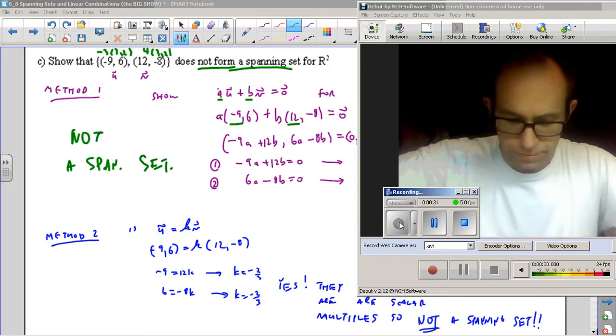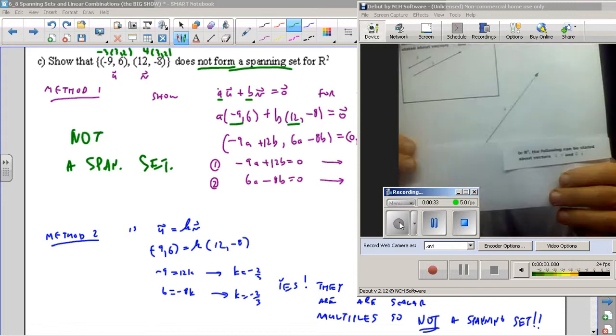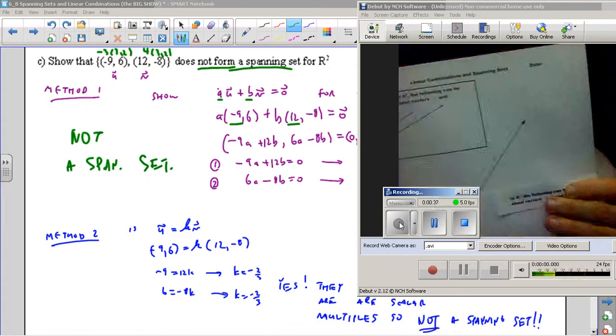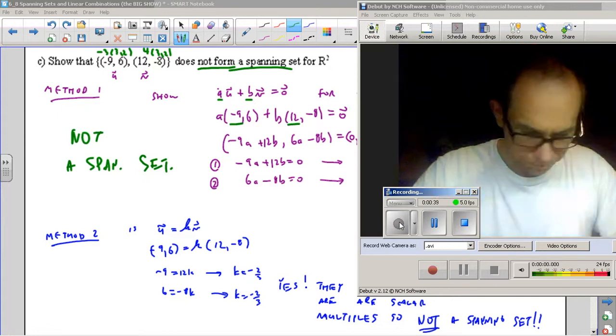Fold that over, and then like that, so the edge of the paper meets up with that thin line, and then fold this over.